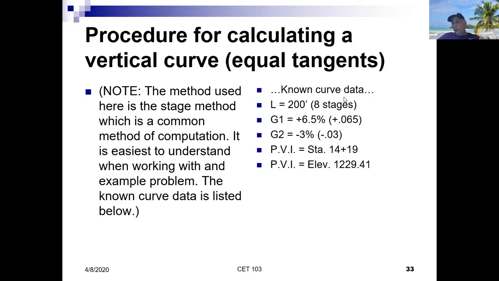In this situation, you'll see that we've been given the grade in, which is our G1, which is a positive 6.5%. G2, which is a negative 3%. So we're going up at a fairly steep grade and dropping down at a not so steep grade. We're also going to have the station of the PVI, which is station 14 plus 19. And we actually have the elevation also of that same PVI. And we'll progress on to the next slide.